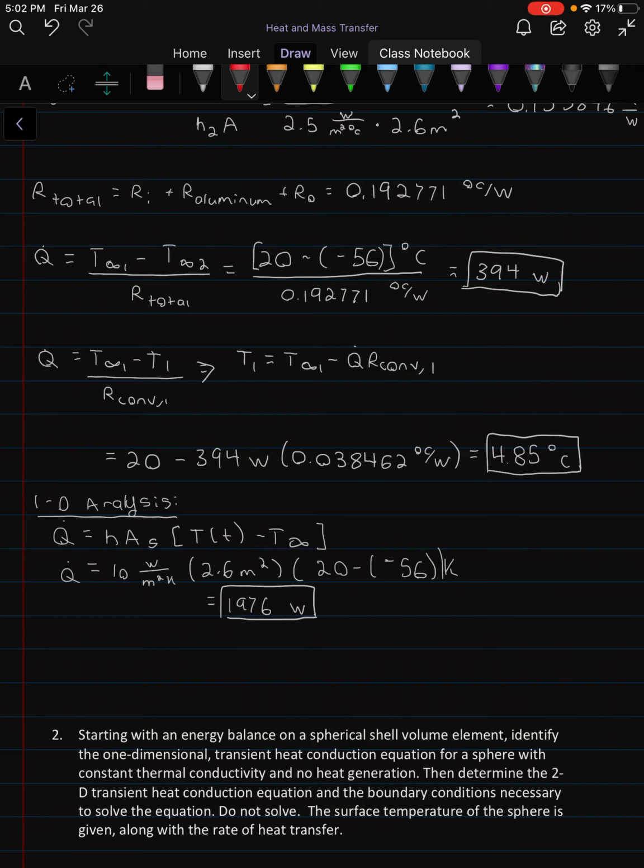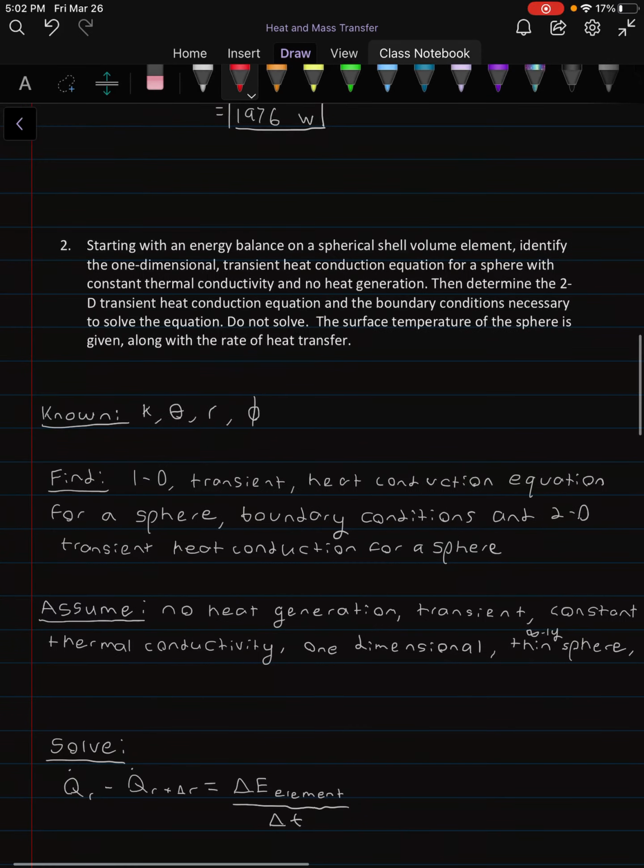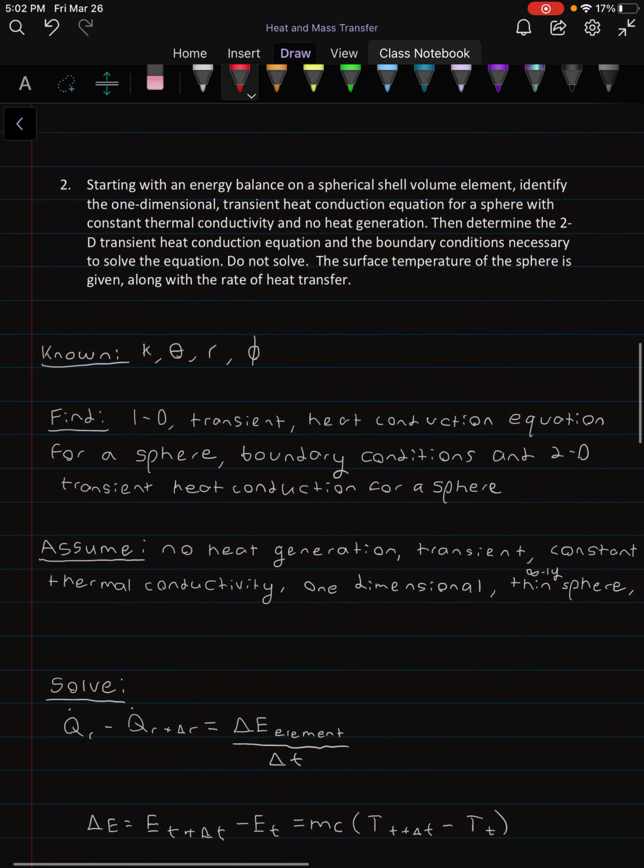And then our 1D analysis shows that we have a heat transfer rate of 1,976 watts, which is way off, and shows that resistance means a lot when in conjunction with these problems.